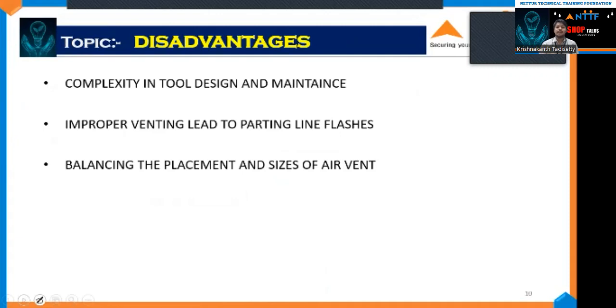Complexity in tool design and maintenance. Improper venting leads to part line flashes. We can see some flash components produce a flash line which consists of small pores or depth. This is caused because of improper air venting. Balancing the placement and size of the air vent is also important, which means if the air vents are not properly balanced, it can cause flash mark defects and other problems.